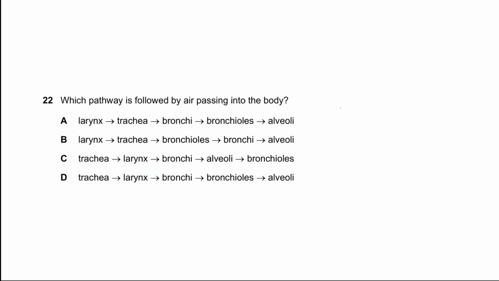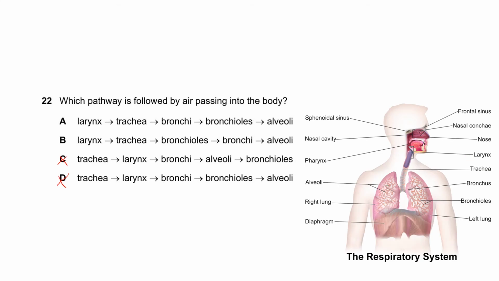Question 22 says, which pathway is followed by air passing into the body? First is your larynx, which is your voice box. I put a diagram on screen right now for you to see. But after the larynx is the trachea, you have no option. And then it's the bronchi. And then it branches into the bronchioles and then the alveoli. So the answer is A.